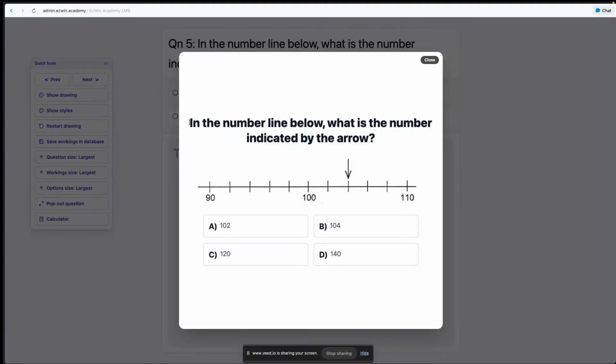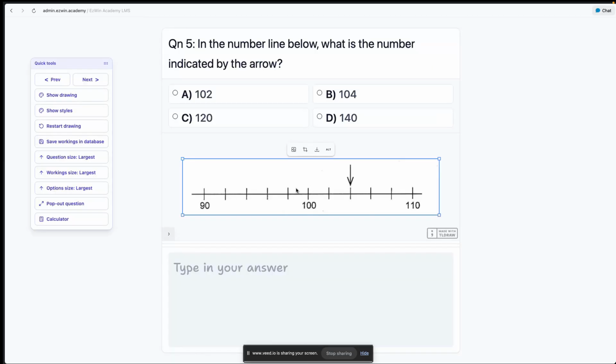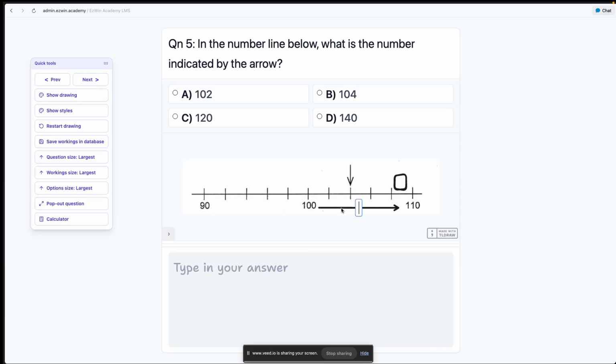All right, question number 5. In the number line below, what is the number indicated by the arrow? So let's look into this. First, we need to know what is the gaps, right? The number of gaps. So we have 1 gap over here, 2 gaps, 3 gaps, 4 gaps, and 5 gaps. So in between the two numbers, in this case over here, the difference is 10. So we can write down 5 gaps is equal to 10, right?